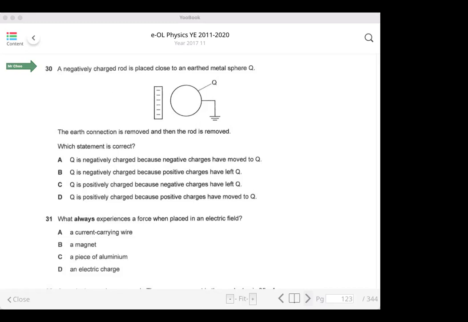Ryan, you got both questions correct. Well done. Qiao Xing, your 30 is correct. Very good. Yufen, your 31 is incorrect, but your 30 is correct. Well done. Okay, Yufen, you do 31 again.